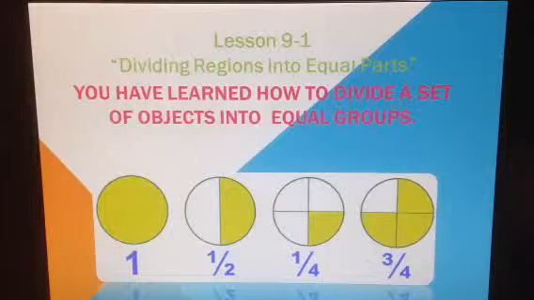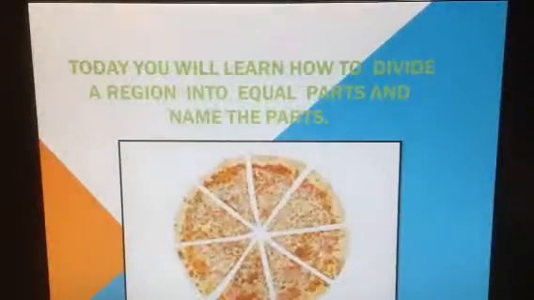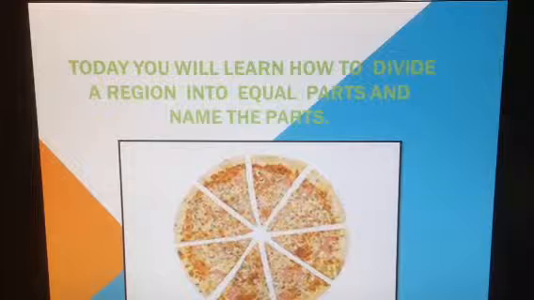Hello. Today's lesson is Lesson 9-1, our first lesson on fractions. It's called Dividing Regions into Equal Parts. You have learned how to divide a set of objects into equal groups. We've done division. Today you will learn how to divide a region into equal parts and name the parts.